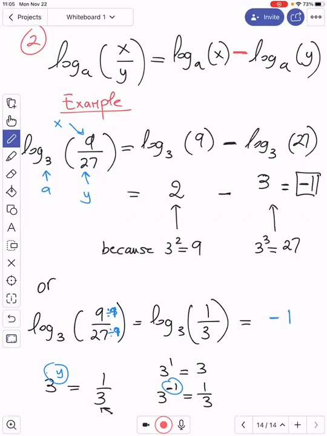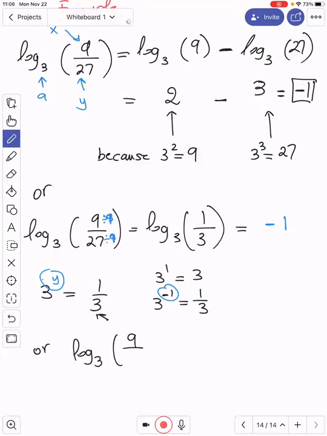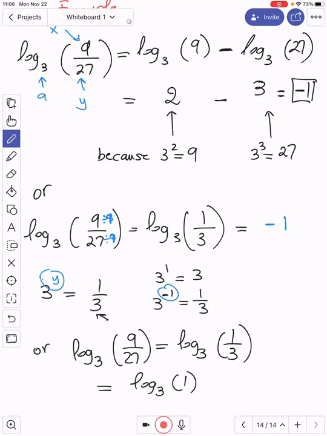Okay. Or actually you can say, well, we have this log in base 3 of 9/27. And as I said, this is log in base 3 of 1/3. And so when you divide x by y, that's the log of the difference. So that's log in base 3 of 1 minus, right? Because it's x over y. So that's log of x minus log of y.